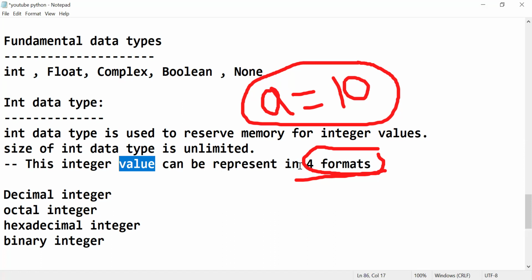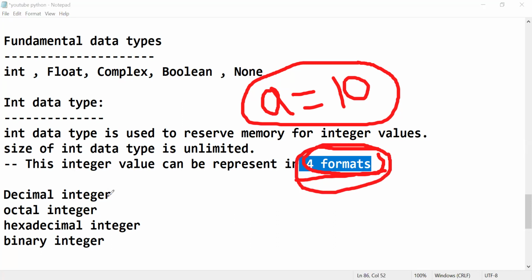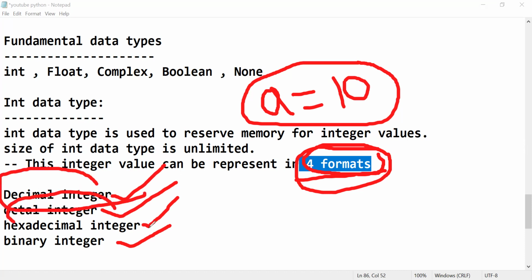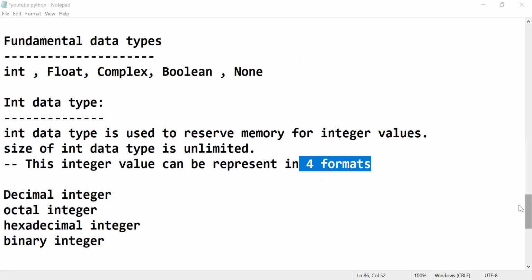This integer value can be represented in four formats, guys. These four formats are called: one is the decimal integer, one is the octal integer, one is the hexadecimal integer, one is the binary integer. Now I will explain all these four int data types step by step, guys.